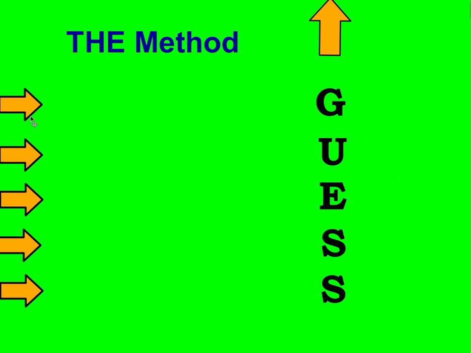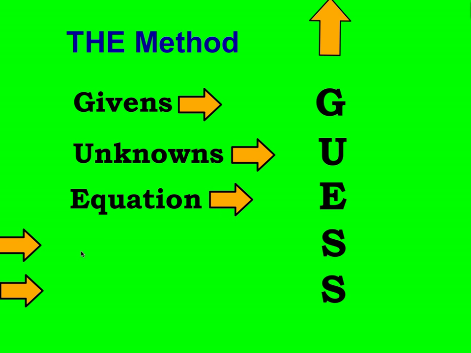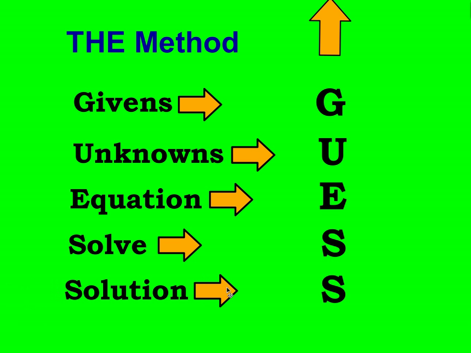GUESS stands for givens, unknowns, equations, solve, solutions. So when I want my students to guess their answers, I want them to write down the givens, write down the unknowns, write down the equations, then solve it, and finally give me a solution. The answer is not the most important thing in my class.